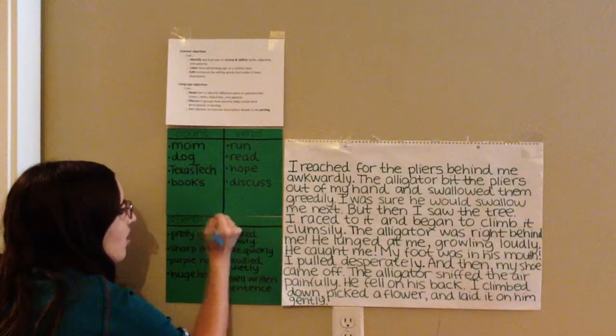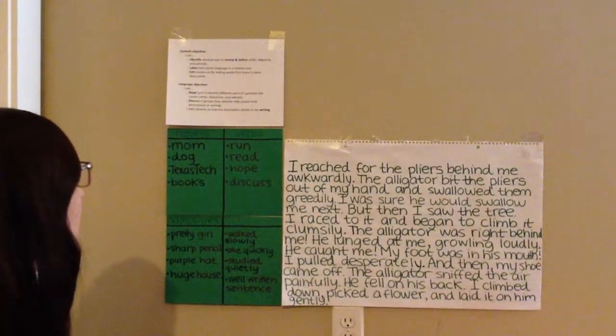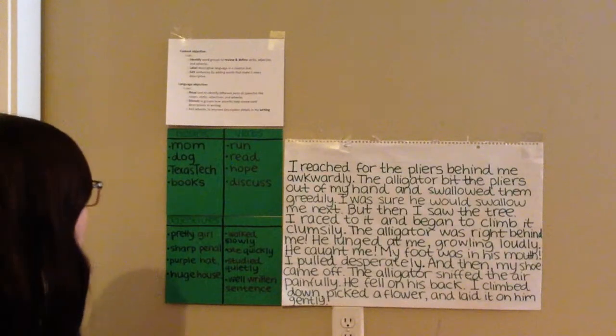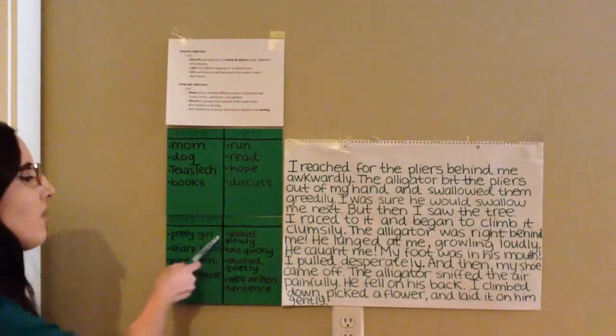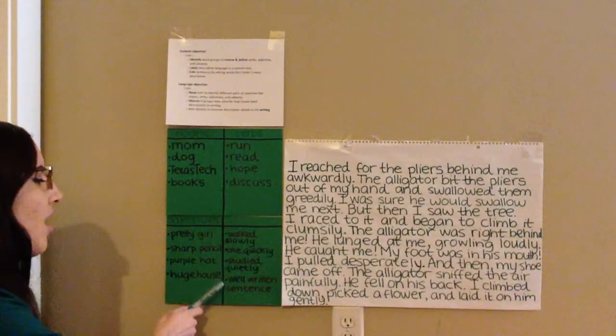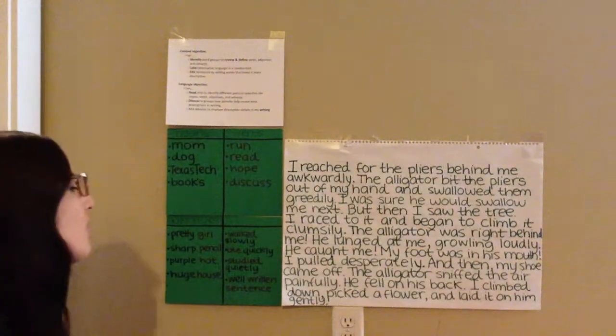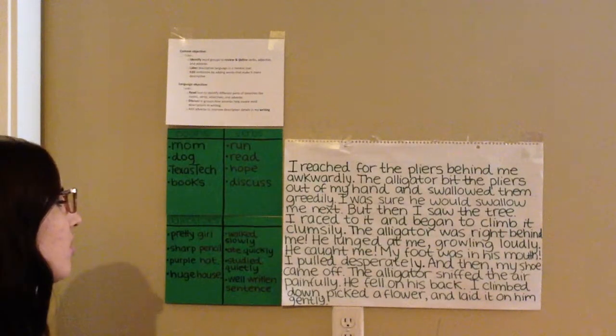Great. We have one last table. You're doing a great job. We're going to look again, and these are also multiple words per bullet. We're still looking at the dark words. So go ahead and read them with me. Walked slowly, ate quickly, studied quietly, and well-written sentence. Talk to your partner about what these words are doing.